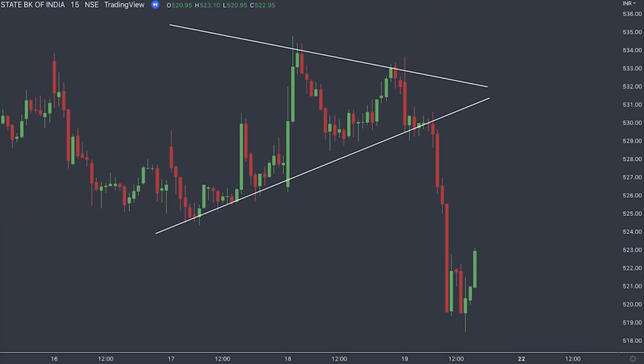So your entry for this trade will be the breakdown of this. You will be entering here, the stop loss will be above the trend line, and the target will be the high from this point to the base here. So that would be the place where you book your profit, and that is approximately near the previous swing low.